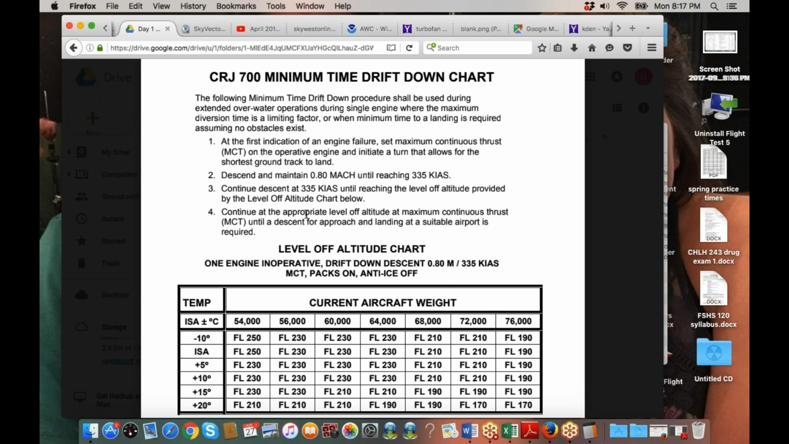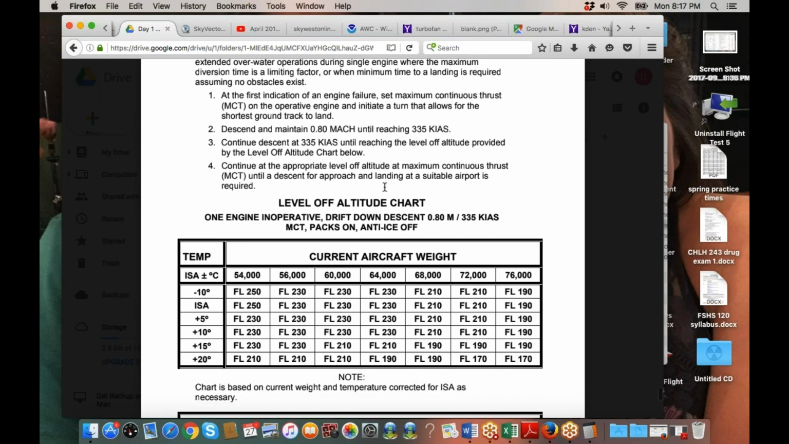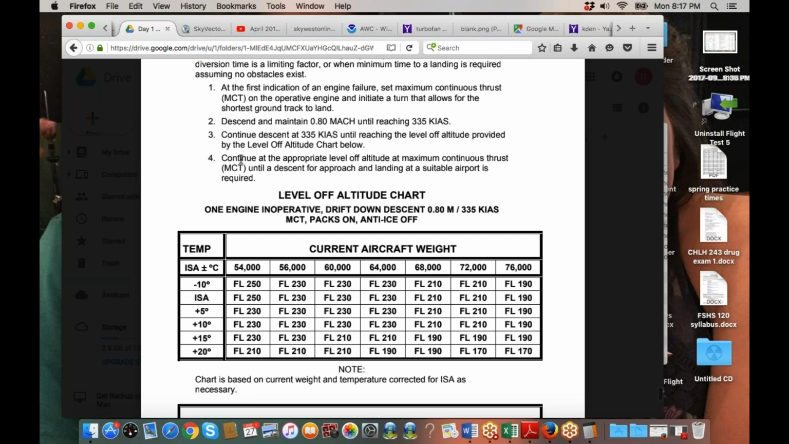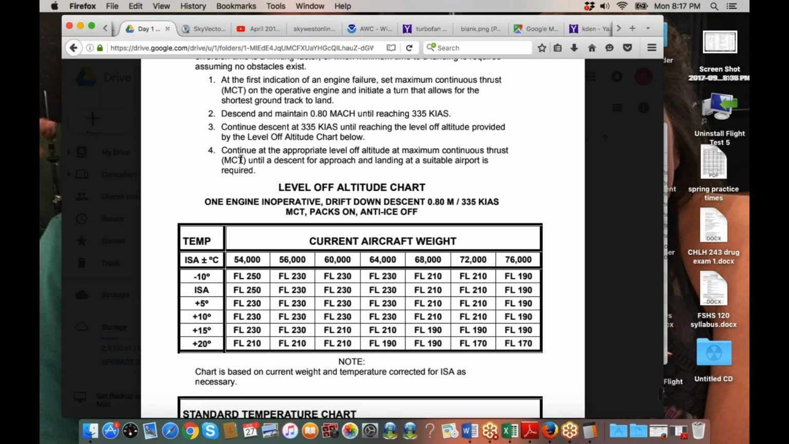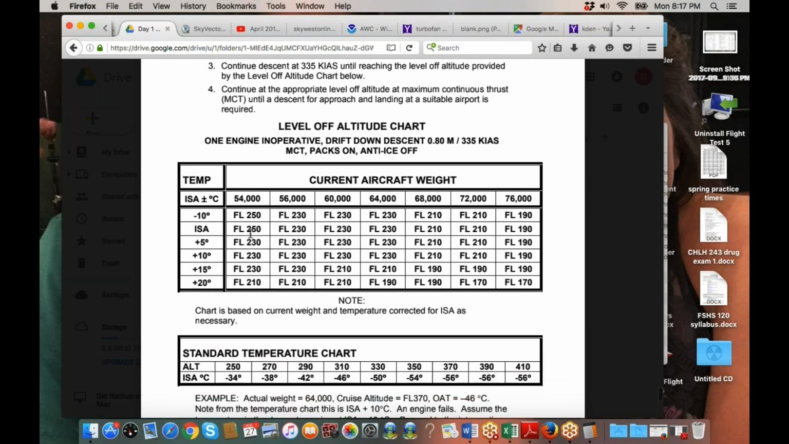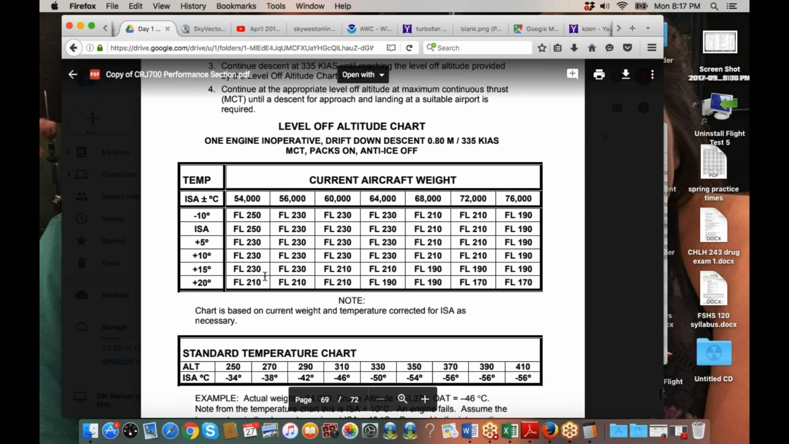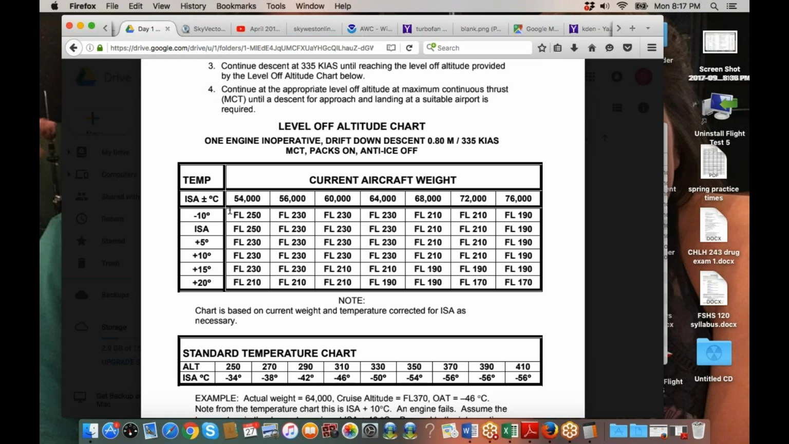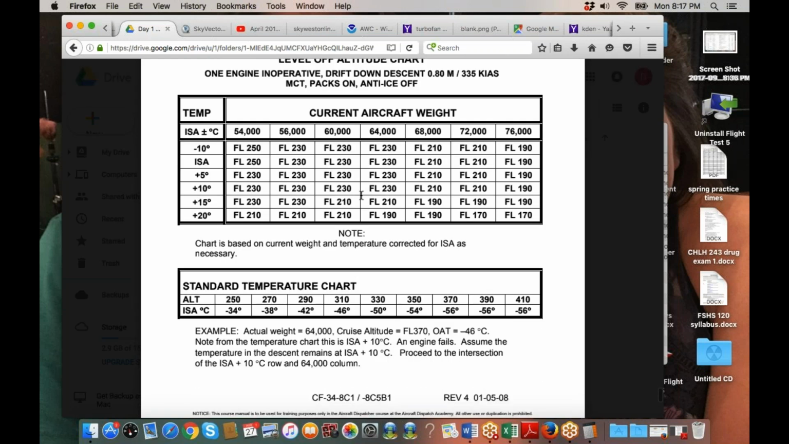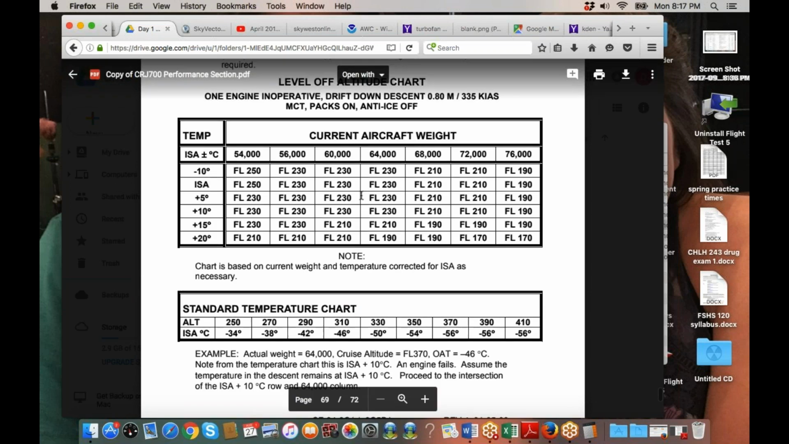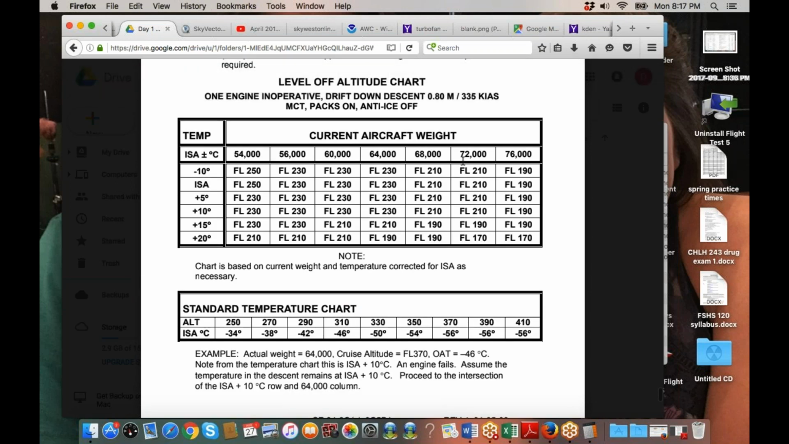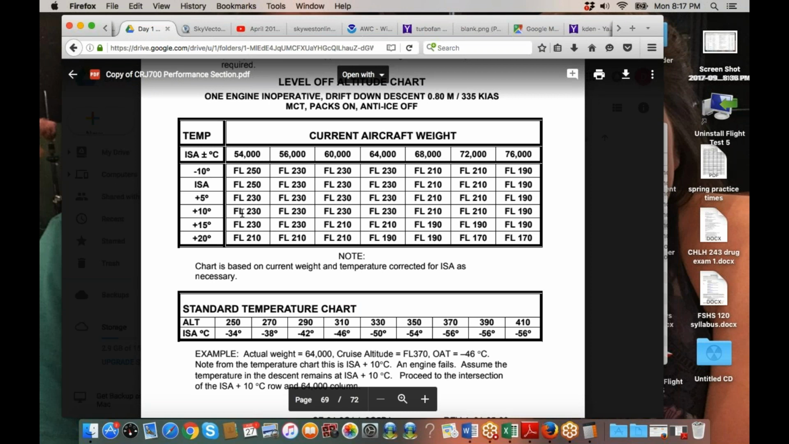So continue descent at 335 knots until reaching the level off altitude provided by the level off altitude chart below. Continue at the appropriate level off altitude at maximum continuous thrust until a descent for approach and landing at a suitable airport is required. So this basically says you have to descend below these certain altitudes once you have an engine failure, and by ISA and by aircraft weight, it can change.